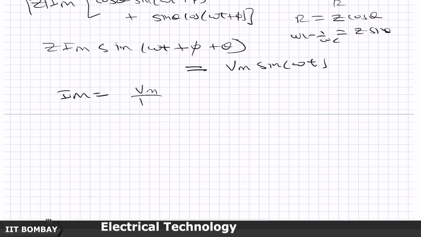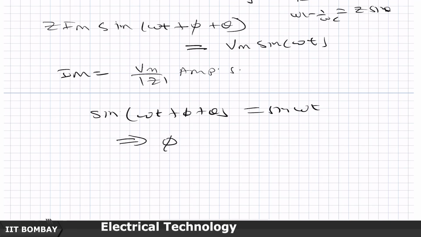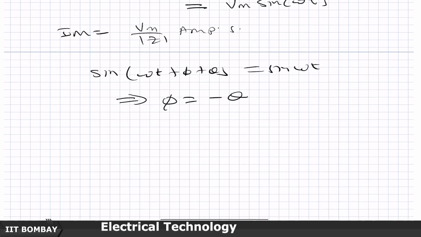So this is Im is Vm by z amperes, and sine of omega t plus phi plus theta is the same as sine of omega t, which implies phi should be equal to minus theta. So therefore the current response is going to be equal to Vm by z sine of omega t minus theta. Now, is this not very simple and convenient?